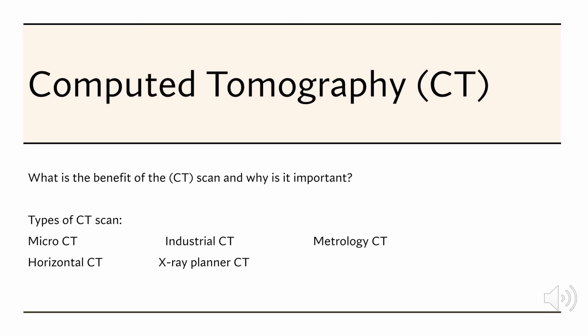Computed tomography is a scanning device. What is the benefit of the CT scan and why is it important? Well, the CT scan can scan, let's say, the surface of the thing that you want to scan. It's kind of like the MRI, but it's more simple and more specific about some point, like the brain, if you want to see if there's a tumor or there is some sort of bleeding inside the body in some specific place.